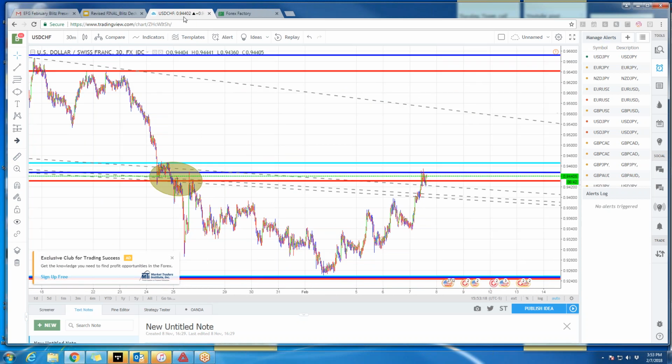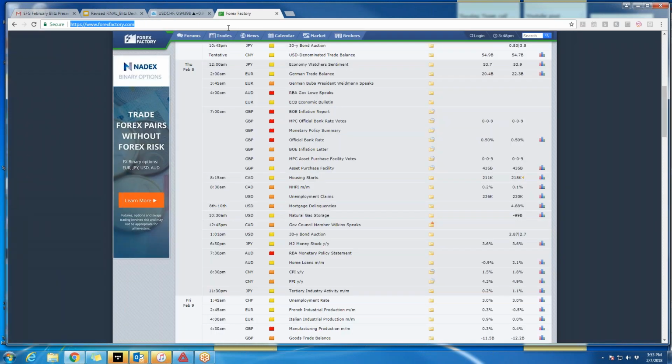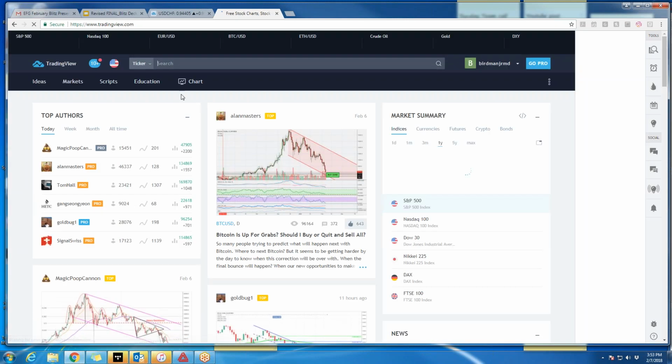All right, so that's that pair. So what we got? This one, USD CHF. This one, I did another one. AUD.